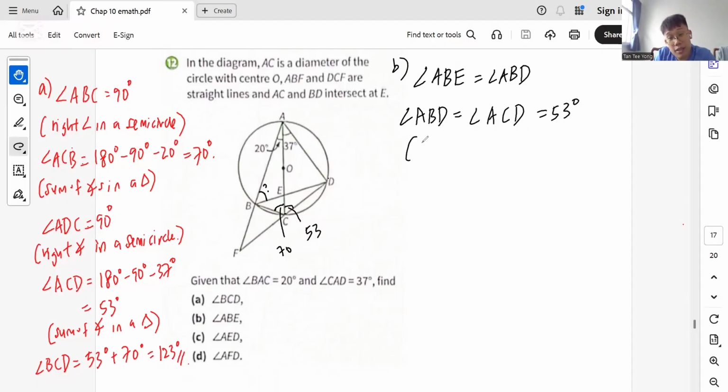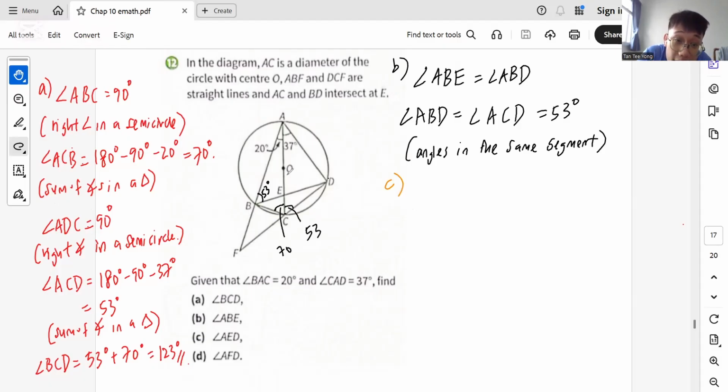How come? Because angles in the same segment. All right, so this is 53. So angle ACD, I mean angle ABE is 53. So this is 53. Okay, so let's move on to part C.